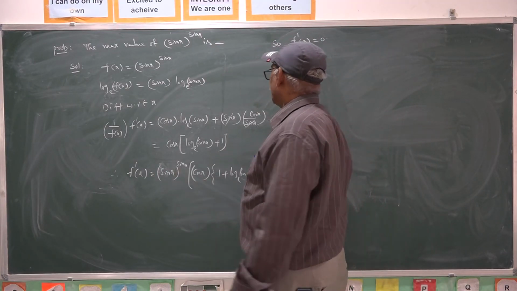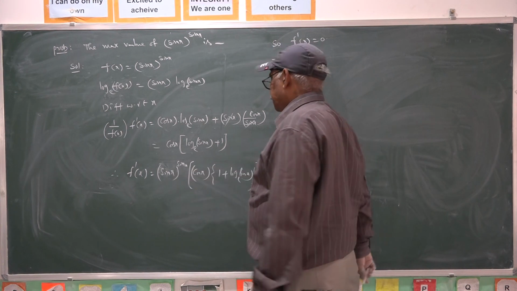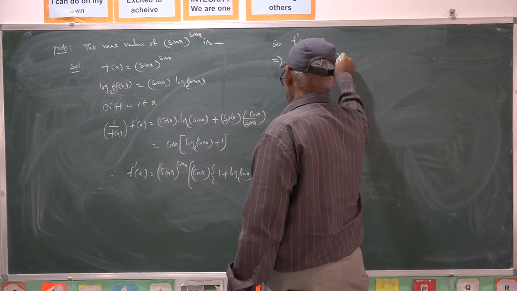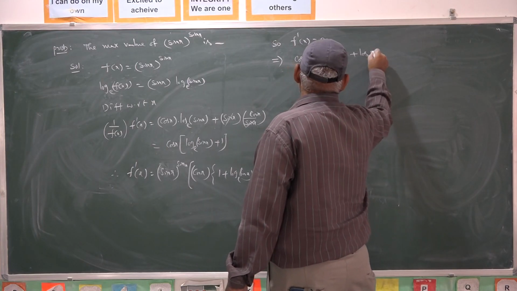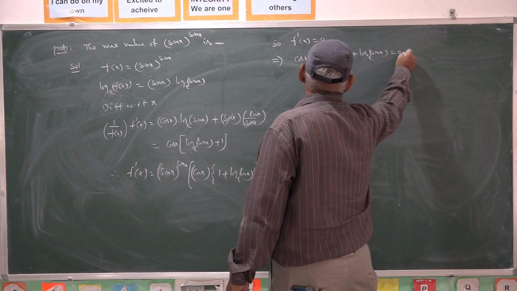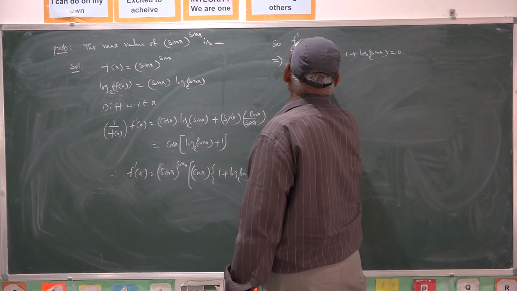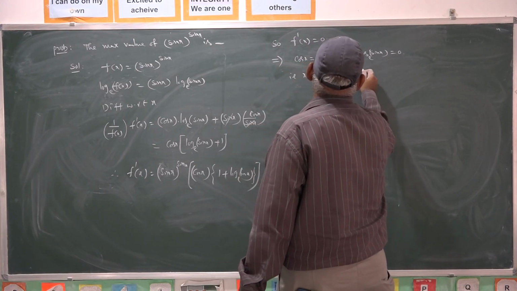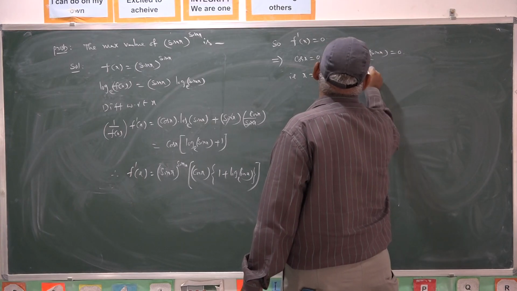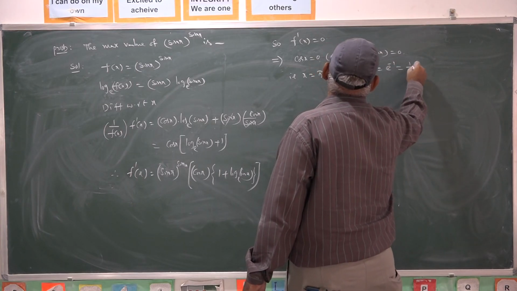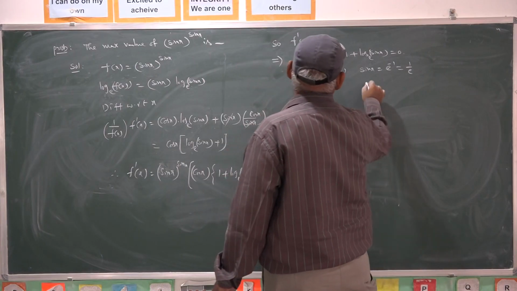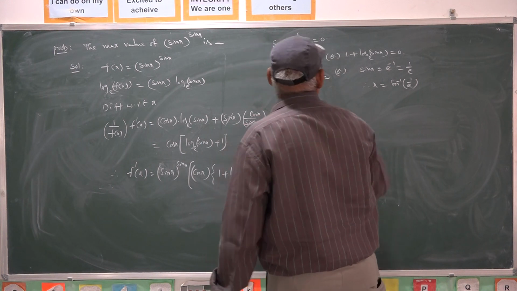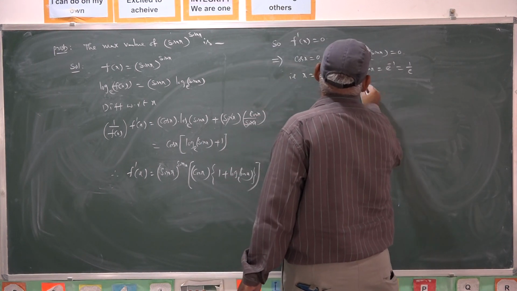So you cannot take this one as 0. So cos x is 0, or 1 plus log sin x to the base e is 0. That is, x is pi by 2 here, or in this case log sin x equal to minus 1, sin x equal to e power minus 1, that is 1 by e, x equal to sin inverse 1 by e, or you can take it therefore sin x equal to 1 by e.